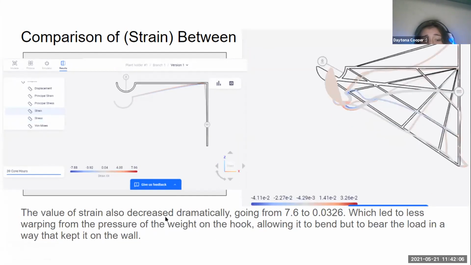The value of the strain also decreased dramatically, going from 7.6 to 0.0326, which led to less warping, as you can see. It kind of looks like it warps more, but when you're considering the fact that it's actually staying on the wall and bearing the weight as opposed to just falling off into the abyss, it's working a lot better. Because it's not warping as much, it's allowing it to bend, but to bear the load in a way that kept it on the wall.